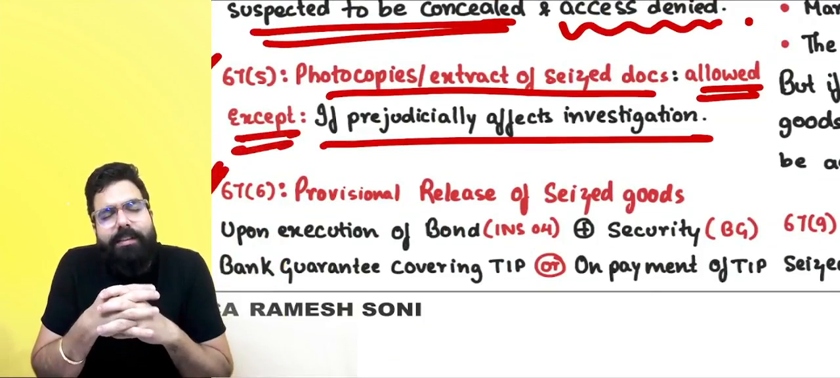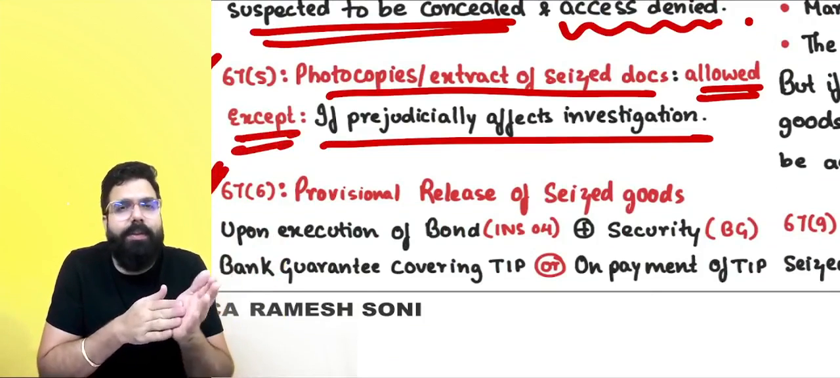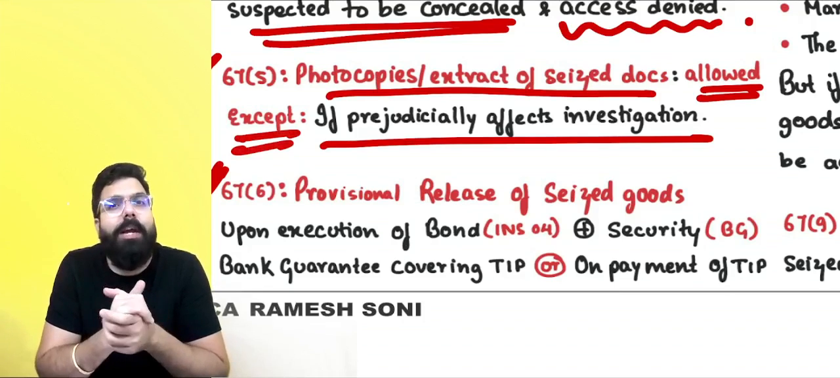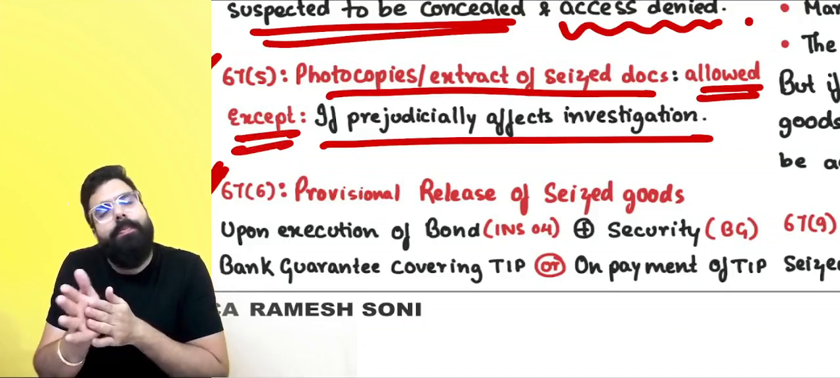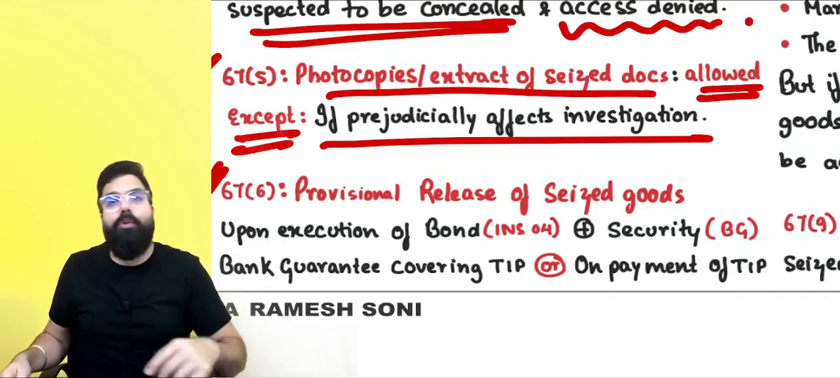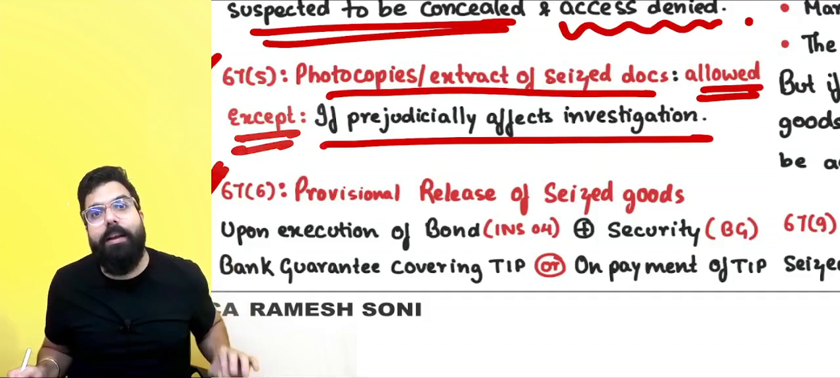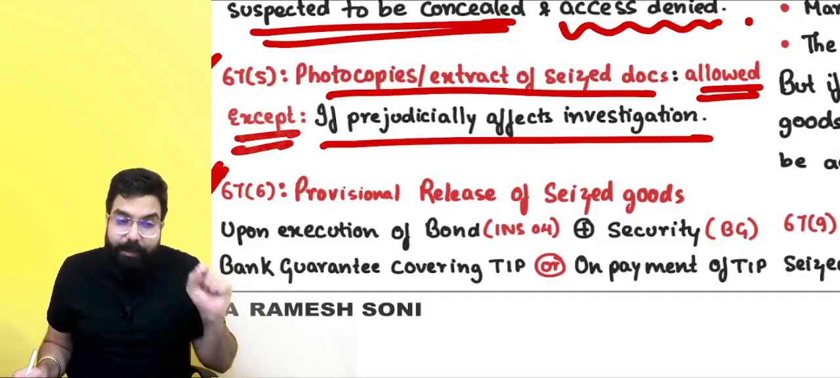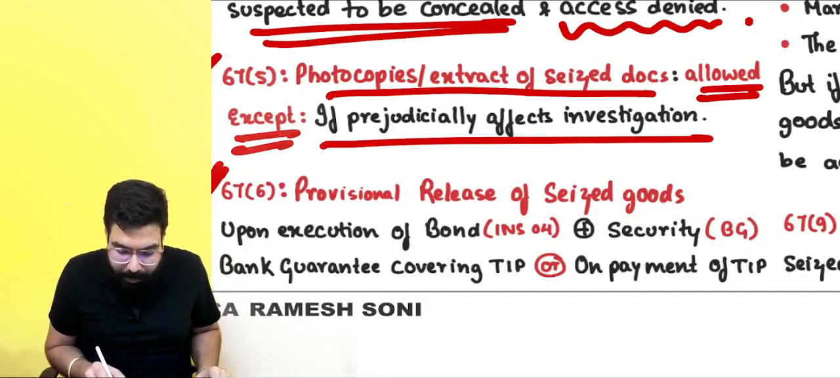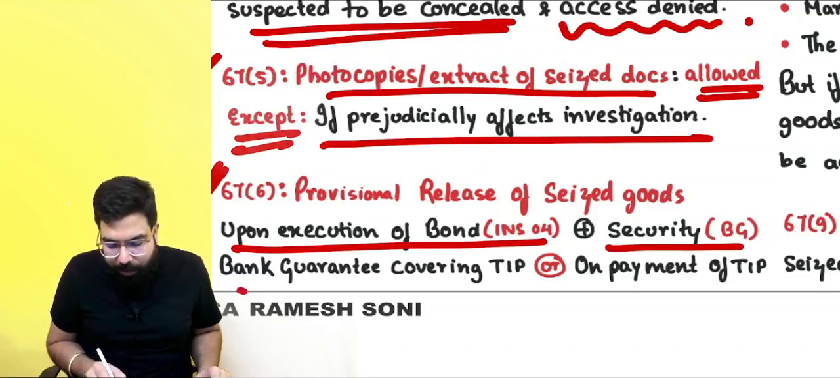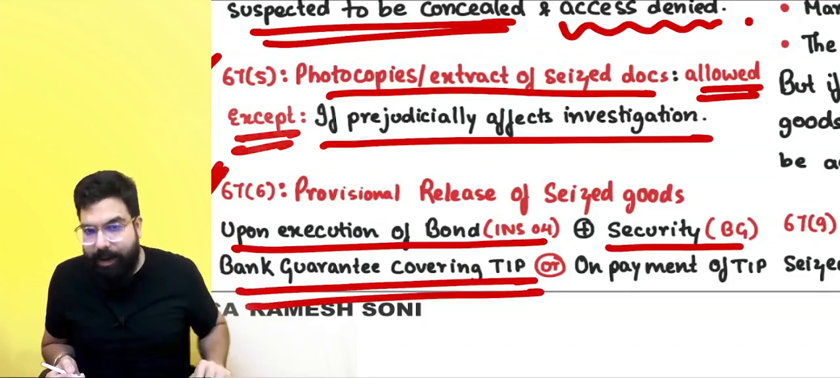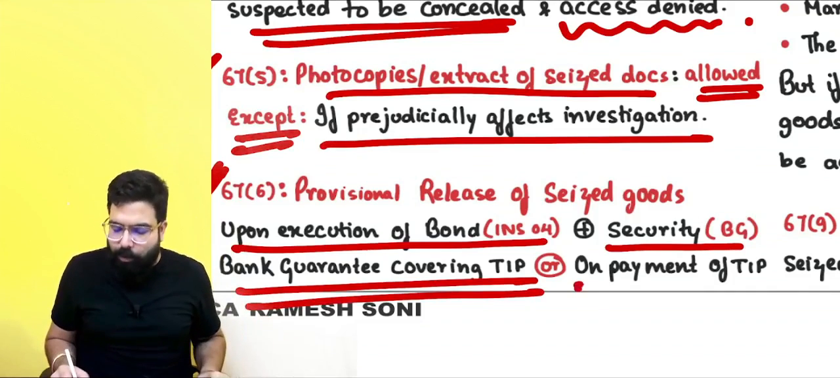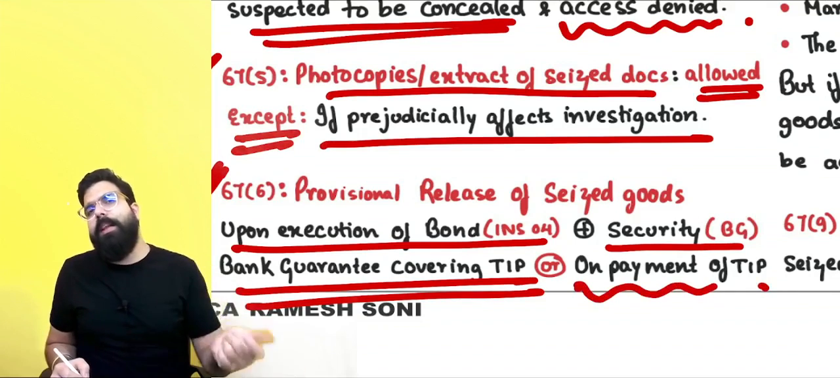Section 67(6) says provisional release of seized goods. If they have taken possession of the goods, basically seized the goods and taken them along, and now you want them to release your goods, then you have to execute a bond in INS 04. Along with that, you have to give a bank guarantee equivalent to the tax, interest and penalty leviable on you. So always remember, upon execution of bond and security, which is bank guarantee, to cover the tax, interest and penalty. Sir, I don't want to give a bank guarantee and a bond. Then just make the payment of the tax, interest and penalty and they will provisionally release your goods.